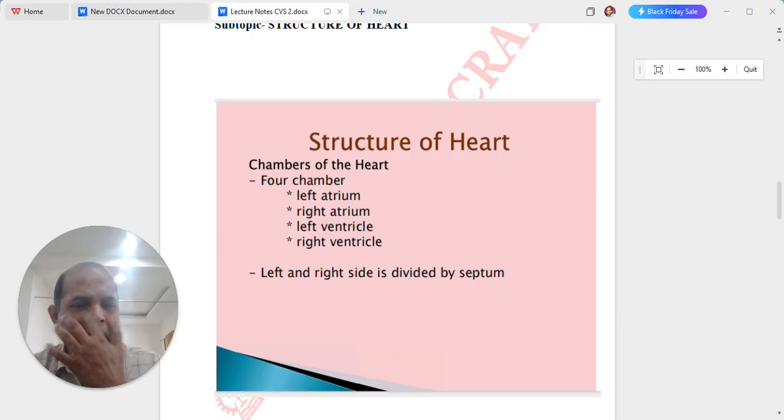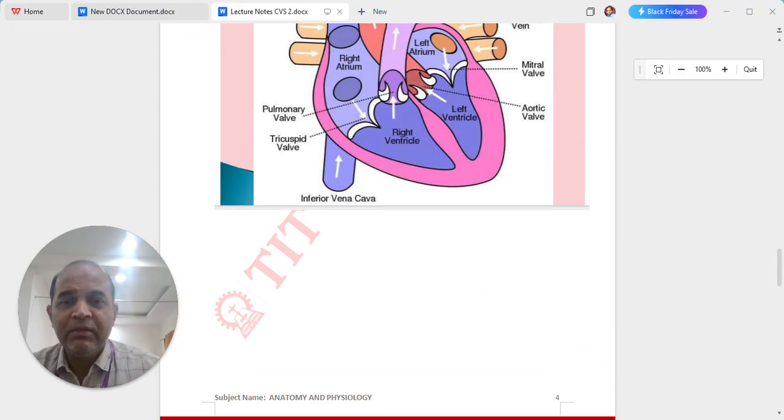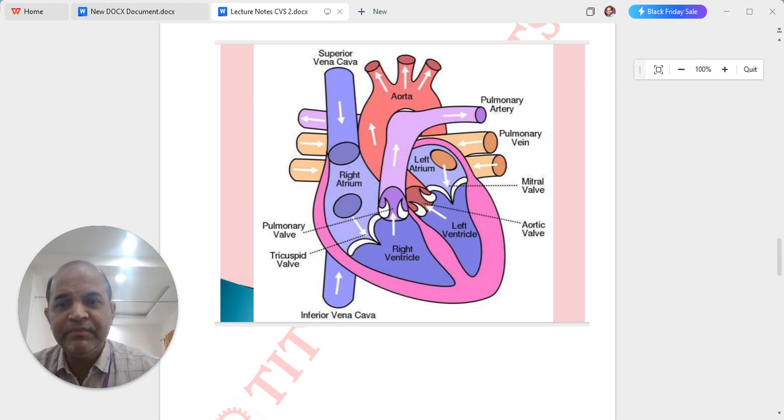And this is the structure of the heart. You have seen that this is the heart borderline. This is the base area of the heart. This is the apex area of the heart.